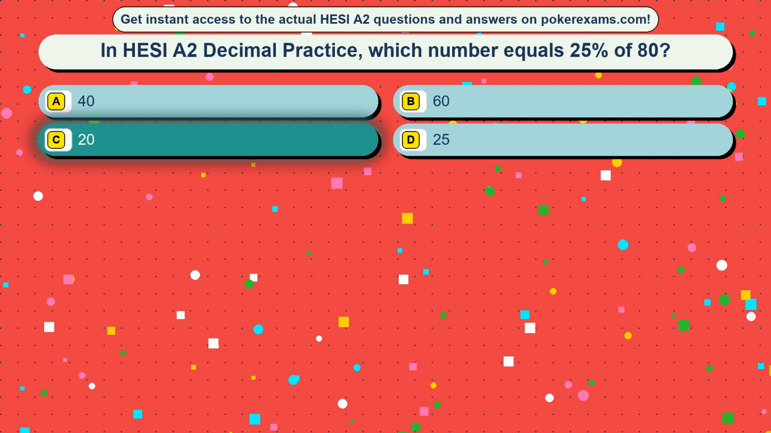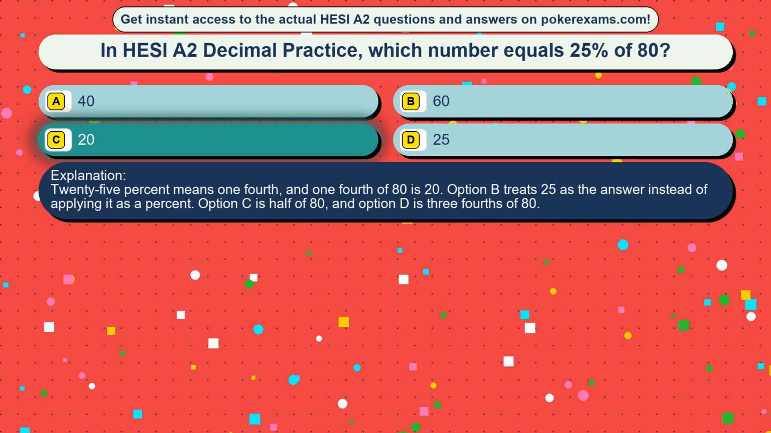20. 25% means 1/4, and 1/4 of 80 is 20. Option B treats 25 as the answer instead of applying it as a percent. Option C is half of 80, and option D is 3/4 of 80.